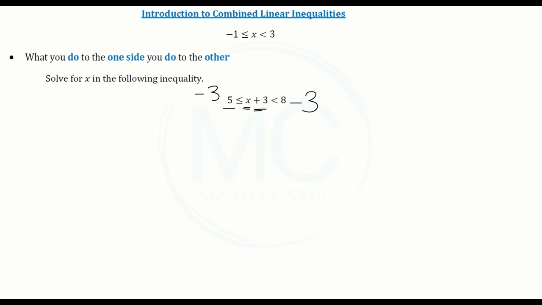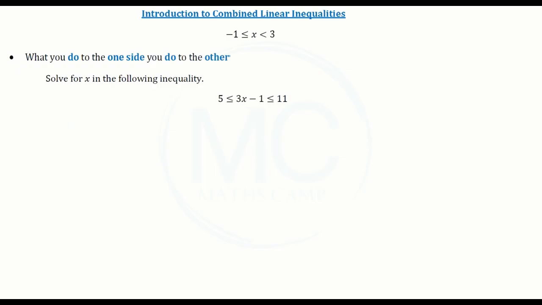Now we have 5 minus 3, which is 2. Then we have a smaller than or equal sign. In the middle, we are now left with x. Then we have smaller than 8 minus 3, which is 5. And now we can see that x is greater than or equal to 2, but smaller than 5.